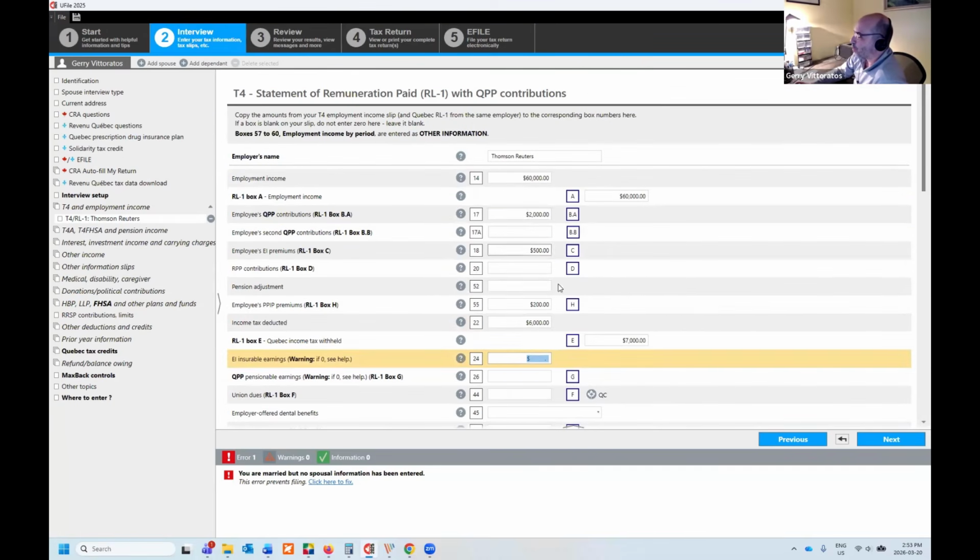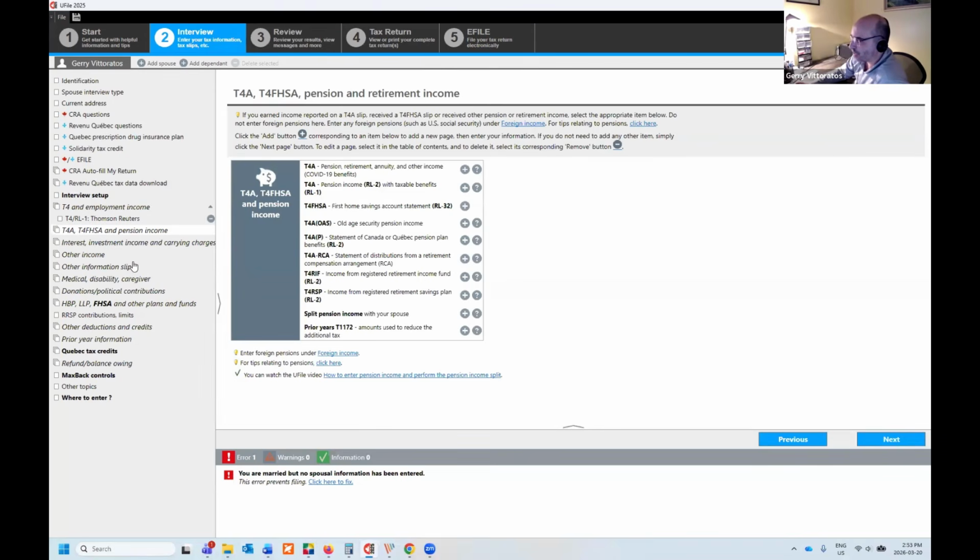All right. Once you're done, you click next and you go to the next section. Now, you don't have to follow the order that you see here, and not all sections are necessarily relevant. Some of them are generated by default by UFile, but they're not really relevant for you. Like maybe you don't have any other income or some other information slips. Just leave them blank. You don't have to do them. Just skip ahead of them. Just choose the sections that are relevant and go ahead and do your entries.